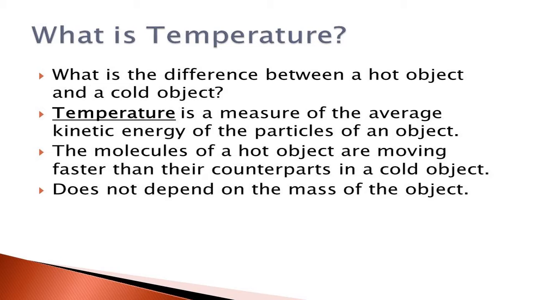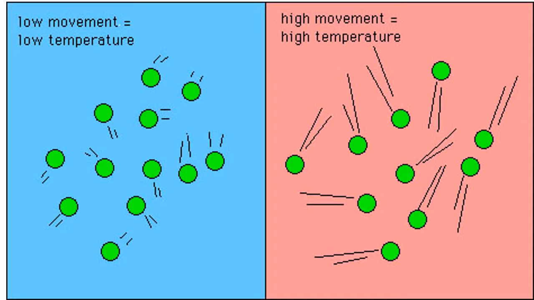Temperature can be defined as a measure of the average kinetic energy of the particles of an object. The kinetic energy of an object is gained due to the movements of the particles of the object. If the particles in an object are moving slowly, the kinetic energy is low, thus the temperature is low in that object. On the other hand, if the particles are moving very rapidly, the kinetic energy is high, so the temperature of that object is high.